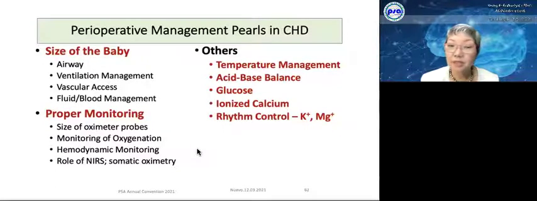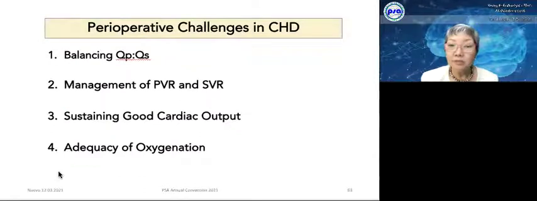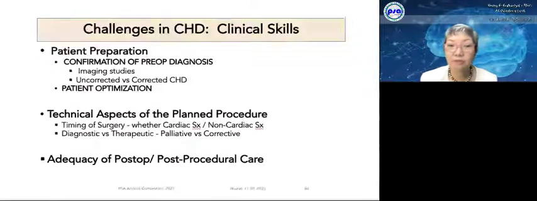And ventilation is another important thing that we have to learn. So the proper circuits to use, the proper way of ventilating this patient will all depend on what is the cardiac pathology at hand. So these are the challenges. Just to summarize, the Qp:Qs must always be balanced as much as possible. Remind ourselves what affects vascular resistance in the lungs and in the systemic. How can we sustain good cardiac output, and how can we have adequacy of oxygenation?